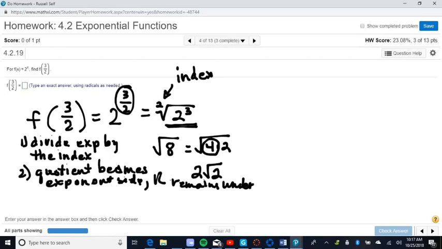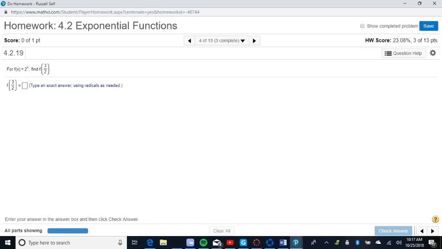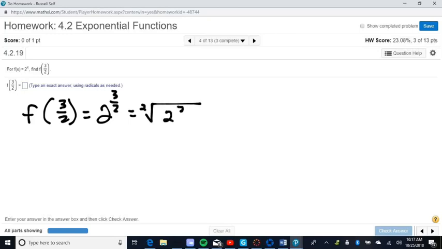So let's look at this one using that process, because they are, again, exponents, so it makes perfect sense to use it. So f of 3/2 is 2 to the 3/2, just evaluating, so that gives you the square root of 2 to the 3rd power. Now here's the exponent, right? And this is the index. So you'll just take 3 divided by 2. 2 goes into 3 one time with 1 left over.